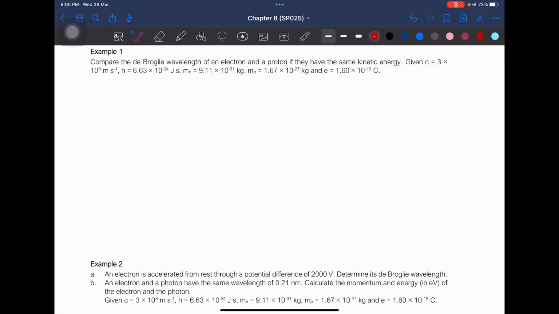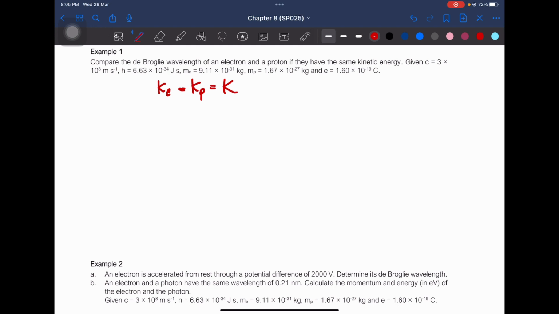Example 1, we have to compare the de Broglie wavelength of an electron and a proton if they have the same kinetic energy. So they gave us everything. They say that the kinetic energy of the electron is equal to the kinetic energy of the proton. So basically they will have the same kinetic energy. I'm just going to label it as K.